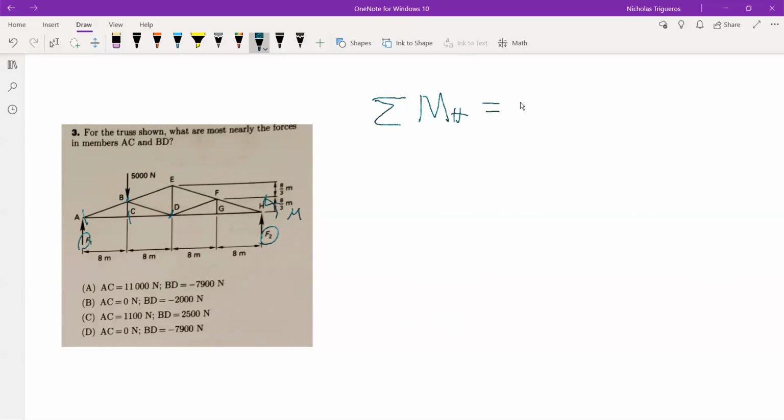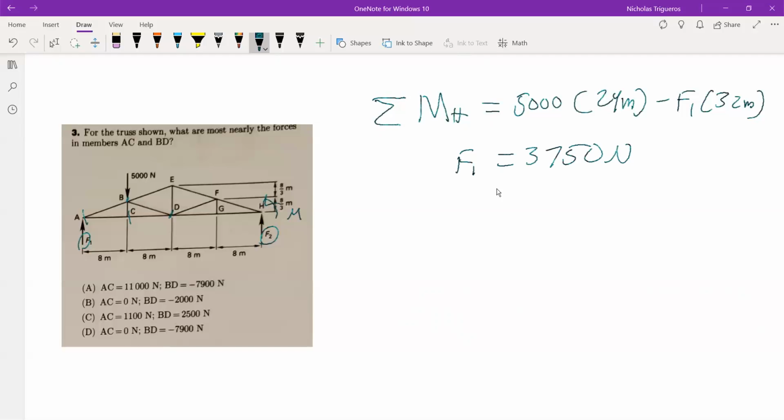What do we have? We have 5,000 times 8 times 3.24. Plus minus F1 times, well, the whole shebang. And we can get F1 to be a number. That number is going to be 3750 if you do the calculation. And don't calculate it wrong.